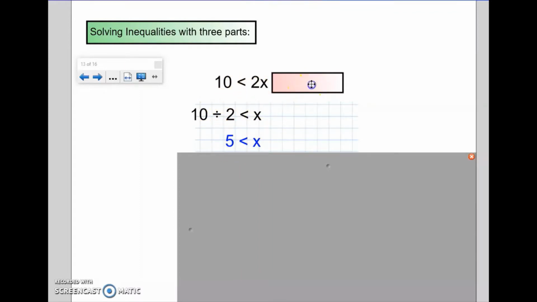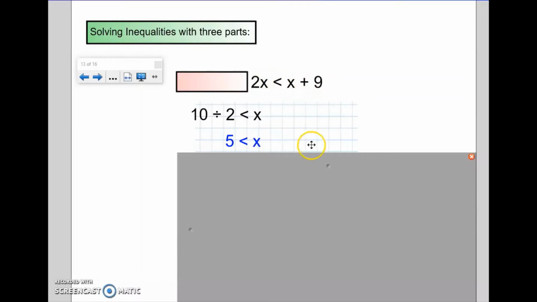Then we're going to solve the other side of the inequality. So this time I'm going to forget about or ignore the 10, and I'm going to solve this inequality. 2x is less than x plus 9.